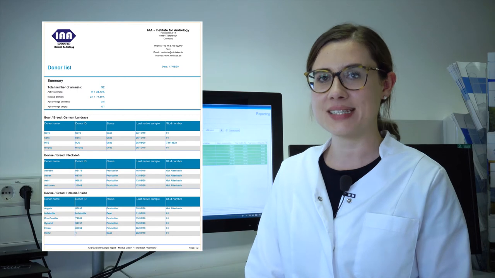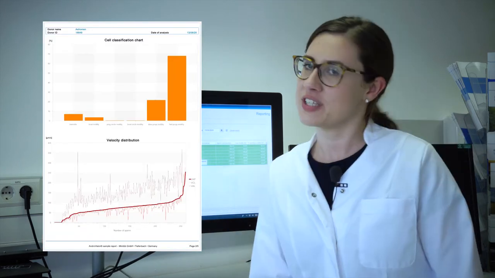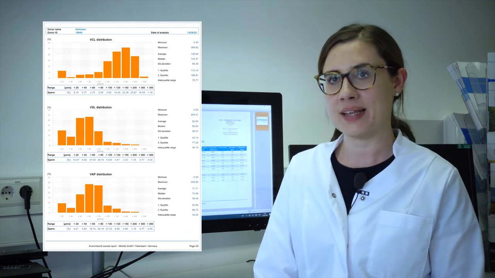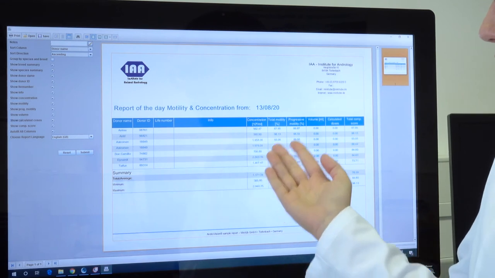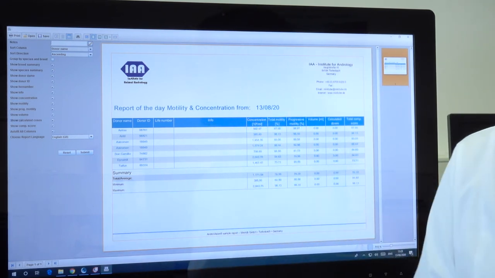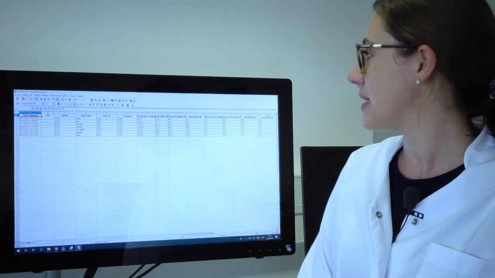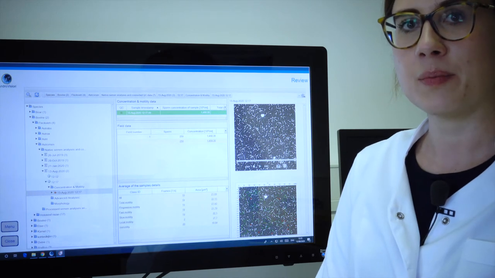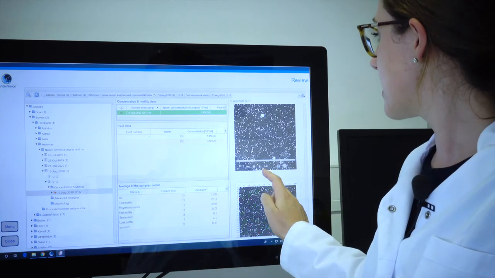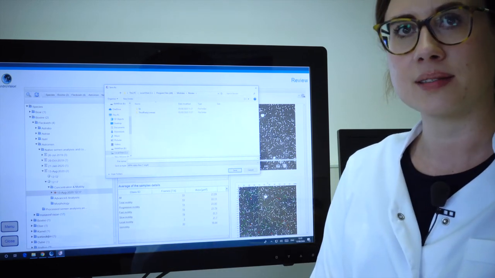In addition to this type of report, AndroVision offers many more. The certificates can be designed individually. For example, this is the report of the day that includes all produced semen samples of one day. All information can be exported to Excel to further analyze the data. To verify your semen productions, analysis videos can be saved as video files and reanalyzed if required.